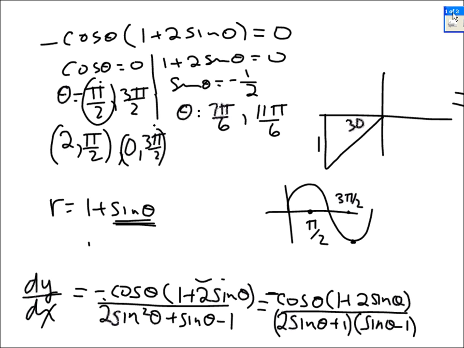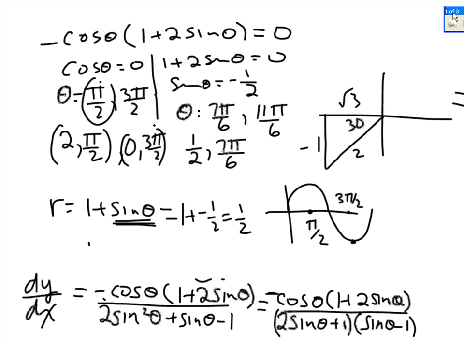1, 2, square root of 3, and this is negative. So the sine of 7 pi over 6 is negative a half. 1 plus negative a half is a half. So we get r is a half, and the angle is 7 pi over 6.